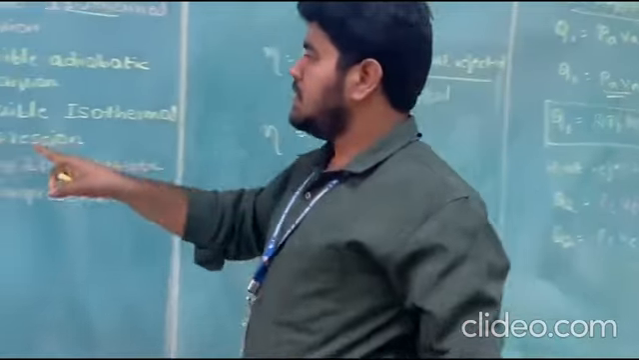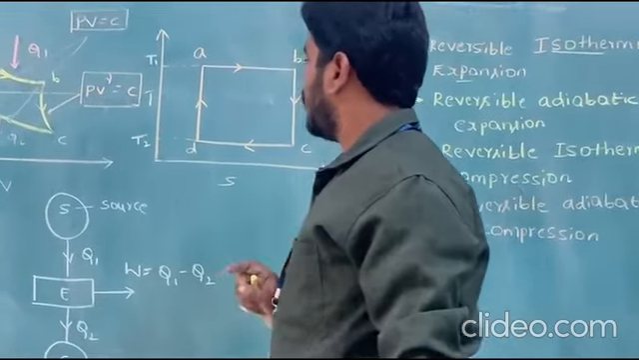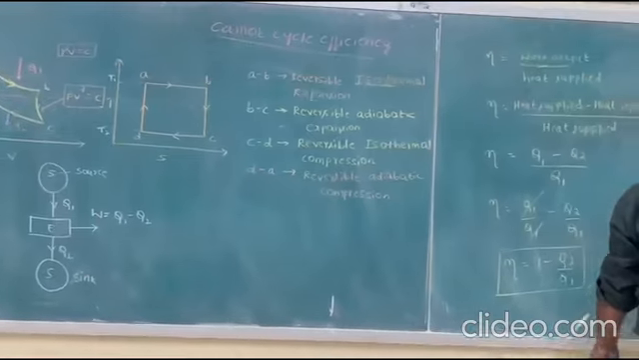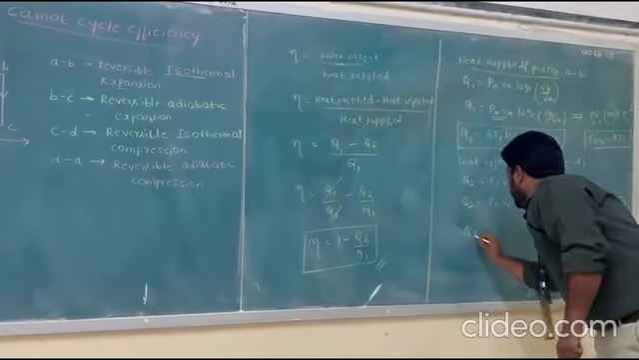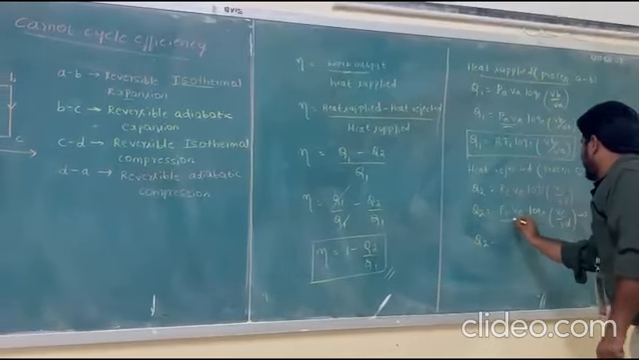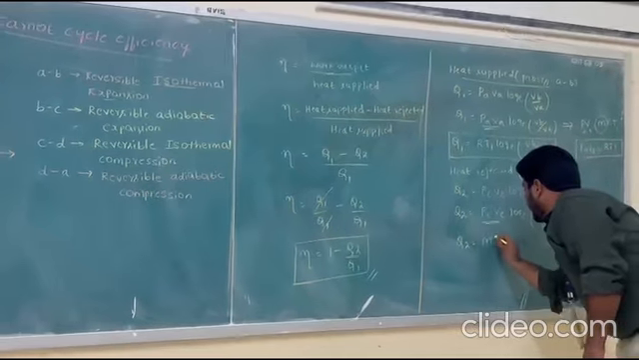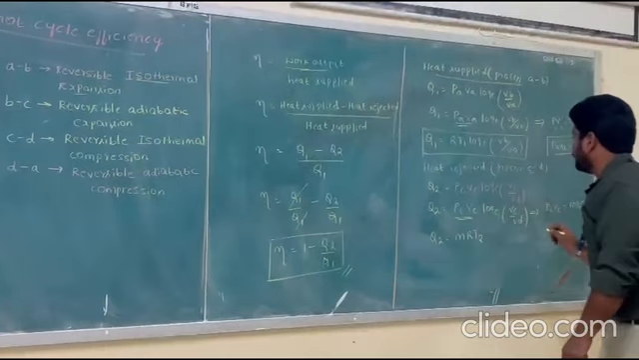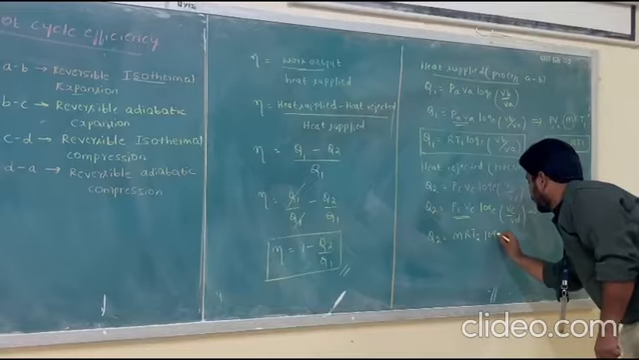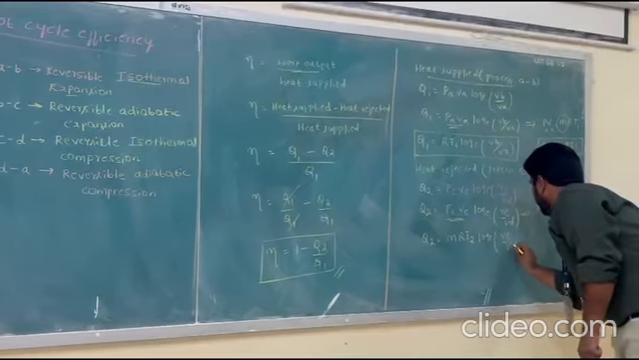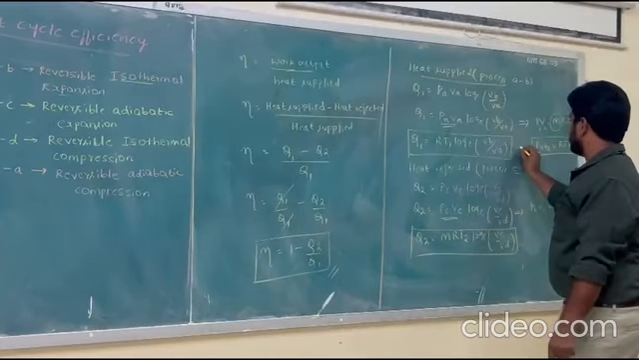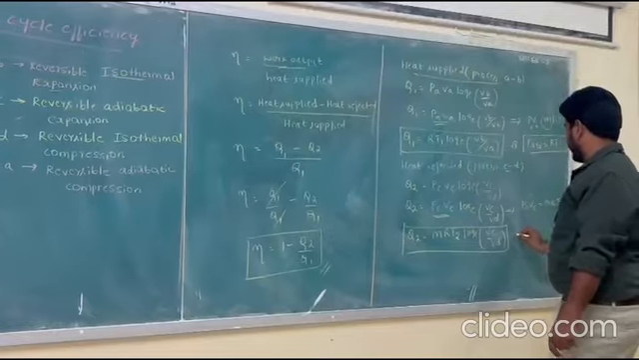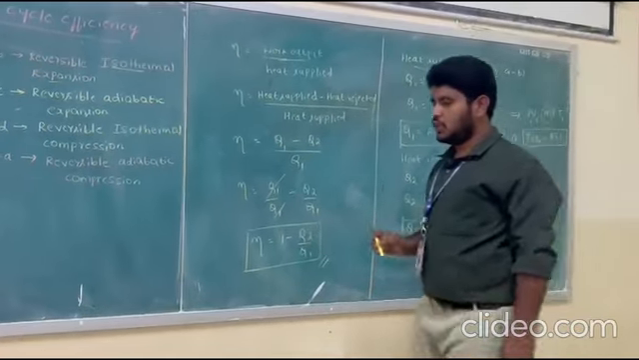So you can see that C to D is the process where we have a constant isothermal process. So I take it as mRT2. So this one is Q2, which is equal to, in the place of PC, VC, I can substitute mRT2 log e of VC by VD. This is one equation. This I take as equation number 1 and this I take as equation number 2.